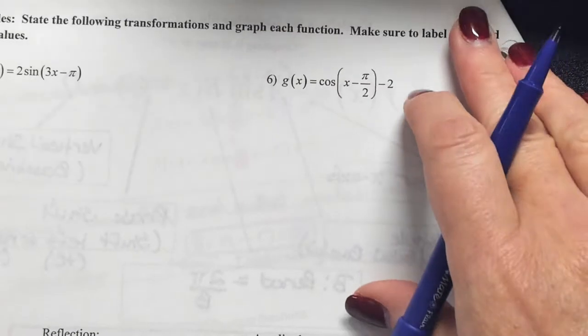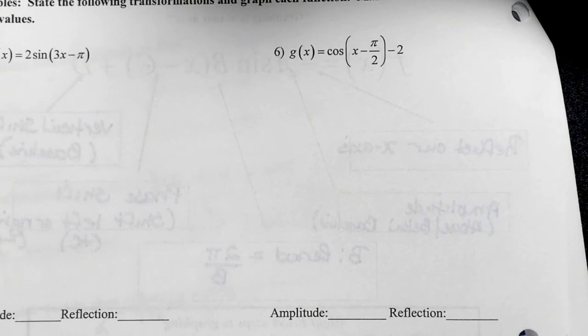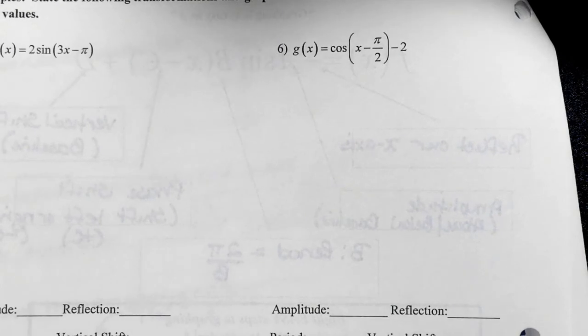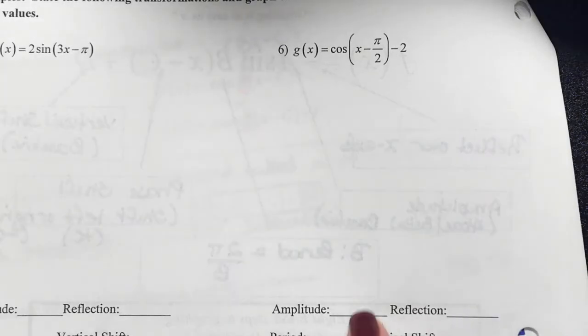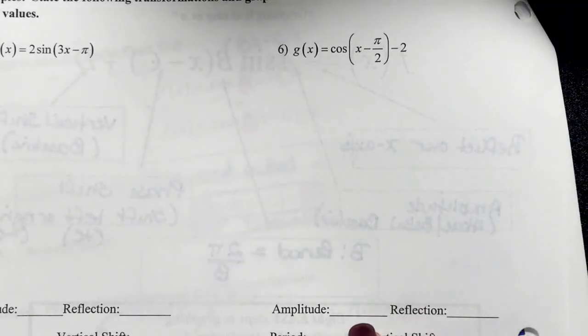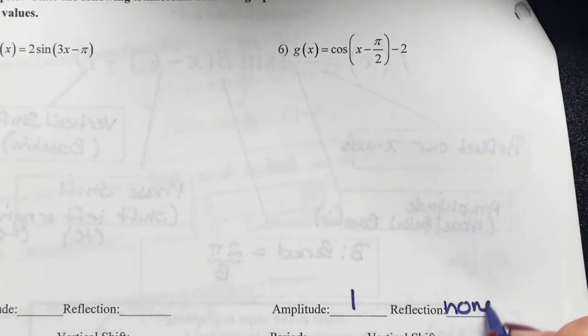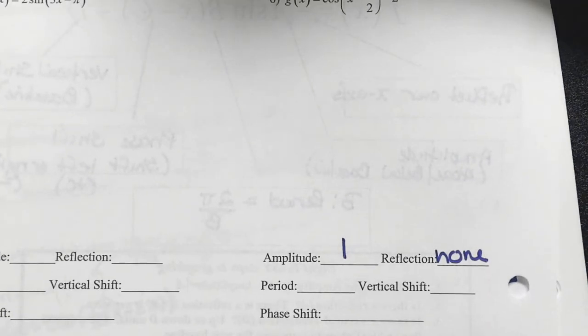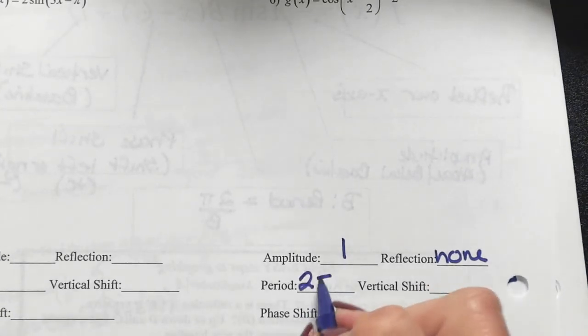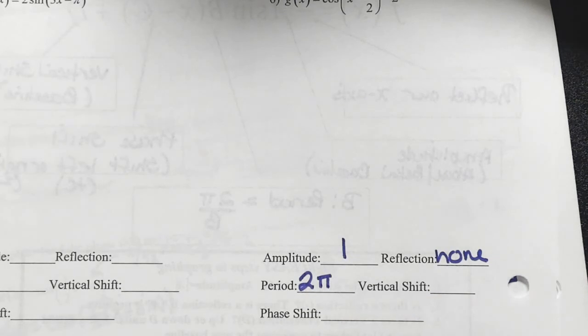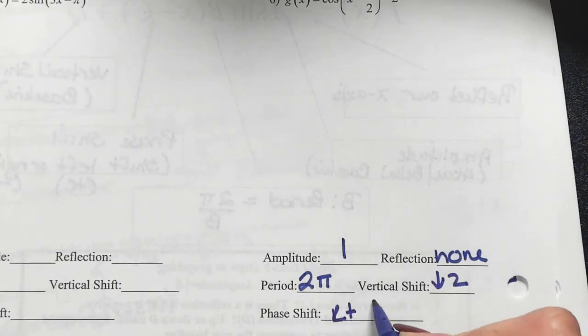So let's take a look at number 6 first. And we'll come back and do number 5. So just like we've been doing, let's identify the transformations in number 6. What's the amplitude in number 6? 1. Do we have a reflection? No. What's the period going to be? The period's going to be 2 pi. Do we have a vertical shift? Down 2. And then what's your phase shift going to be? Are we going left or right? To the right, and how many units? Pi over 2.